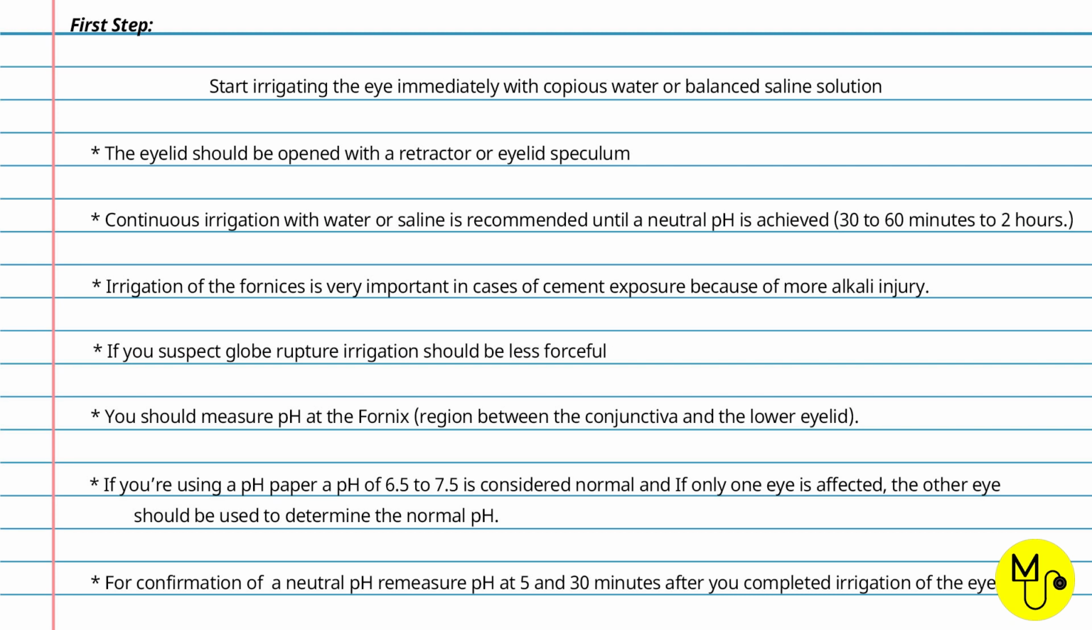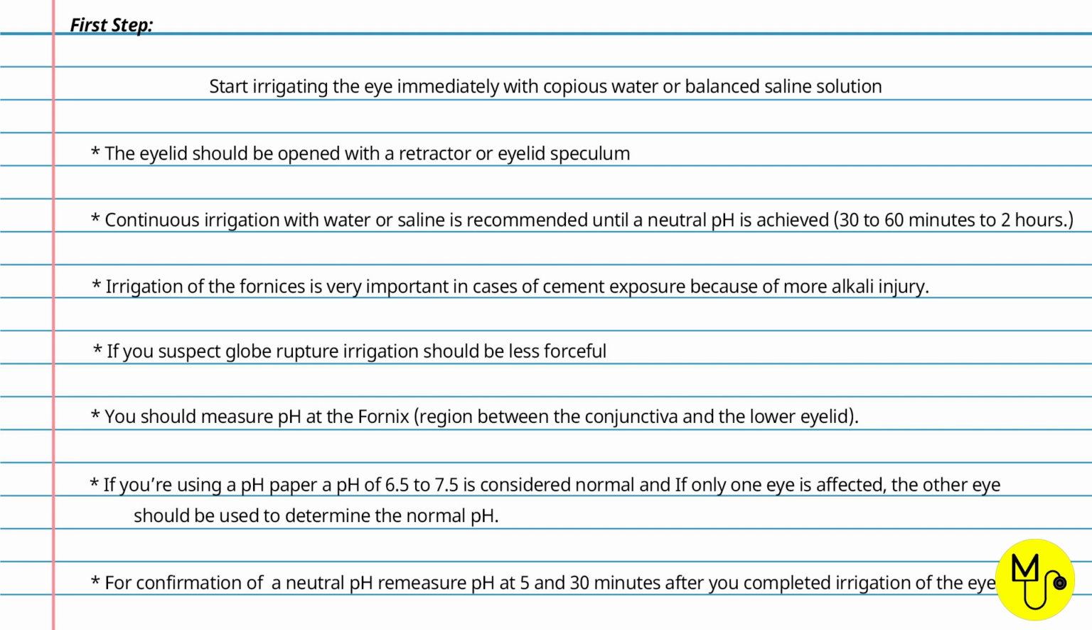So what should be our first step? We should start irrigating the eye immediately with copious water or balanced saline solution. The eyelid should be opened with a retractor or eyelid speculum. Continuous irrigation with water or saline is recommended until a neutral pH is achieved, and that's between 30 to 60 minutes to 2 hours.